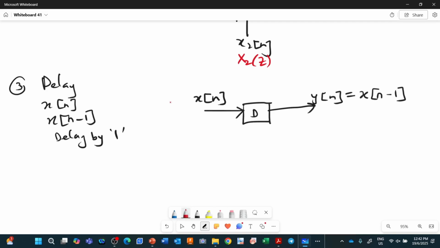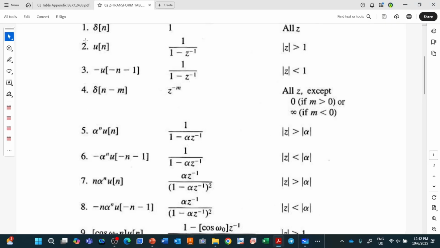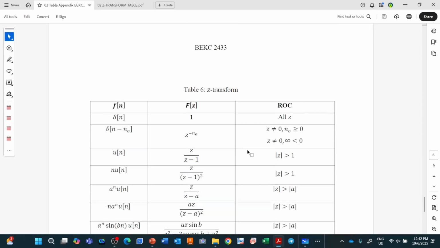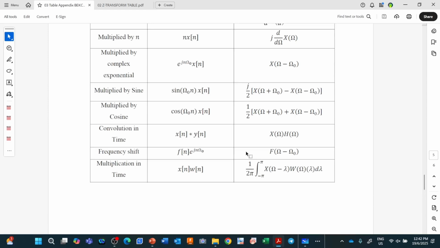For Z transform, the delay block you need to convert into a different block. You cannot use it as delay. We draw it as z to the power of minus 1. Why? Based on the property of Z transform just now. What's the property?